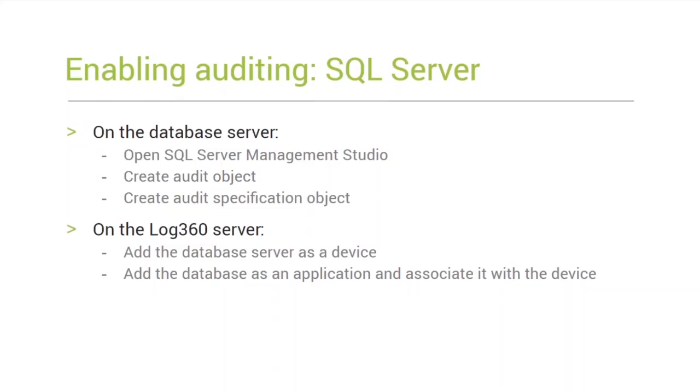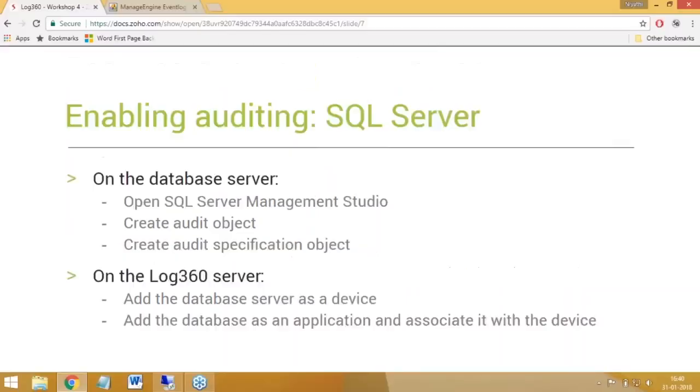So on the Log 360 end or the EventLog Analyzer end, you would have to just perform a couple of simple steps. One, you would have to add the database server, as in the server on which your database is installed. You would have to add it as a device. And then you would have to add the database itself as an application source and associate it with the device which you added in the first step. Okay, so if this sounds a bit confusing, don't worry, I'm going to be showing it to you right now.